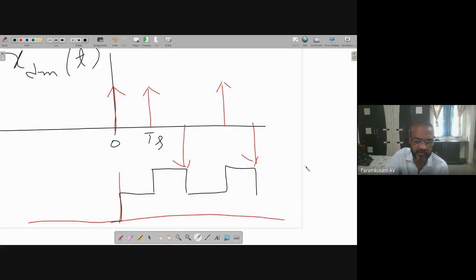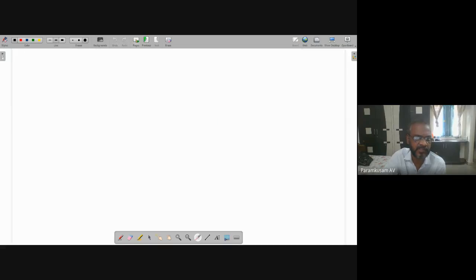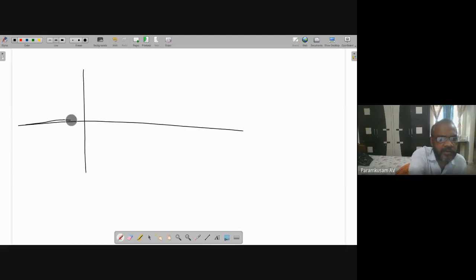When you give any signal to the low pass filter, it gives the average value of that signal. We studied the low pass filter in pulse and digital circuits. Suppose you give a step signal. If you give a step signal to the low pass filter, the output appears like this. The black color indicates input, the red color indicates output.